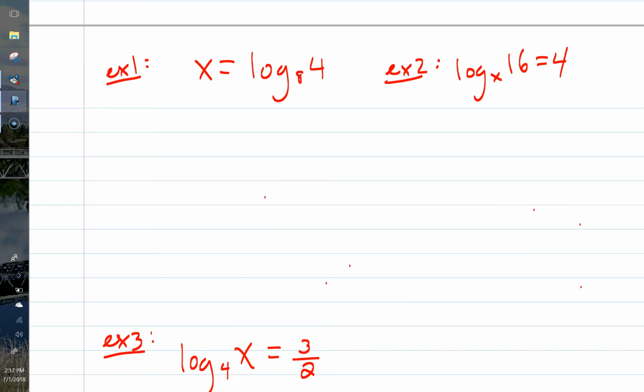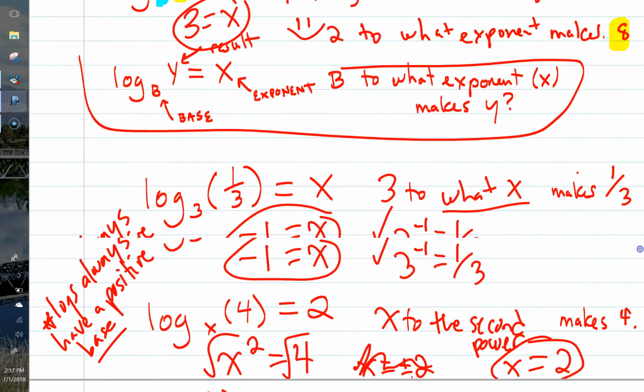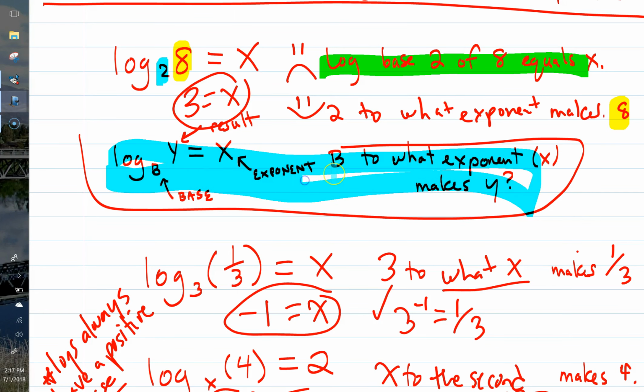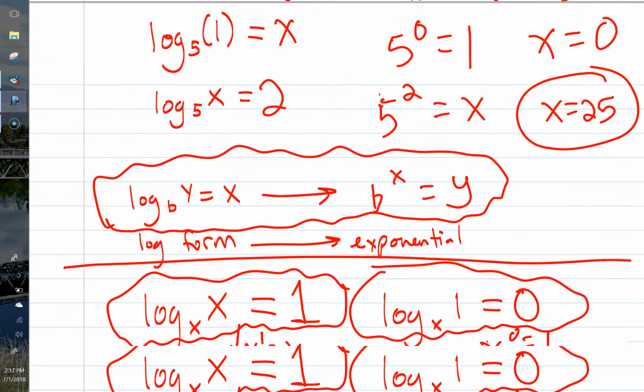What does this say? Well, what's the base? To what exponent makes what result? Base, exponent, result. Just using these right here. Learning to read it, I can solve these very quickly.